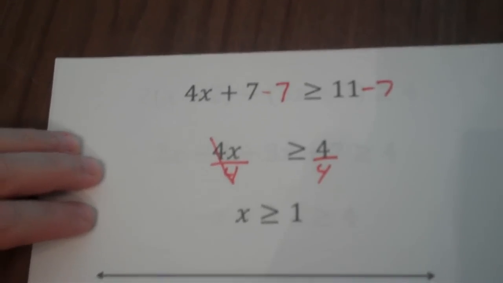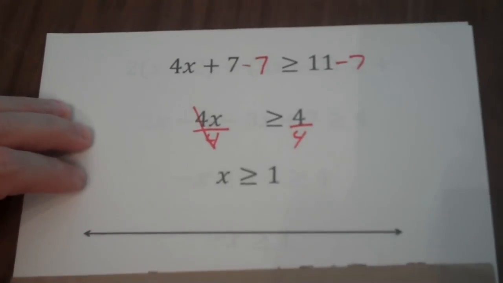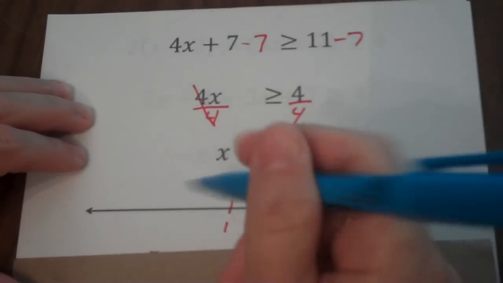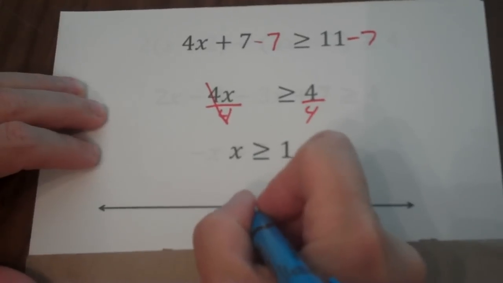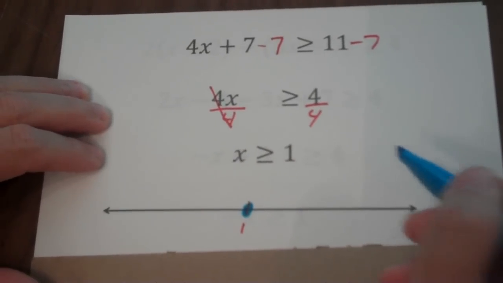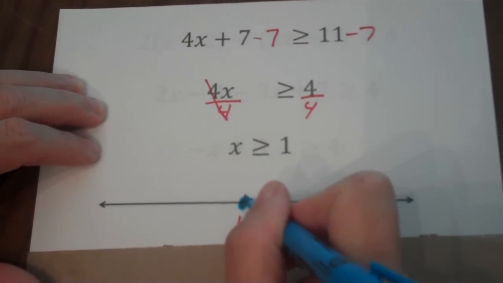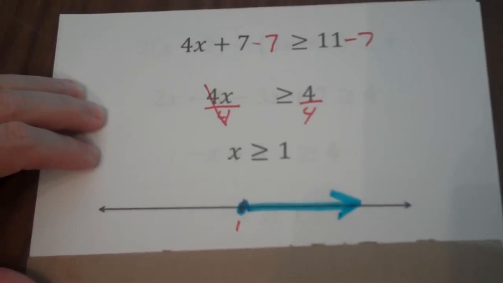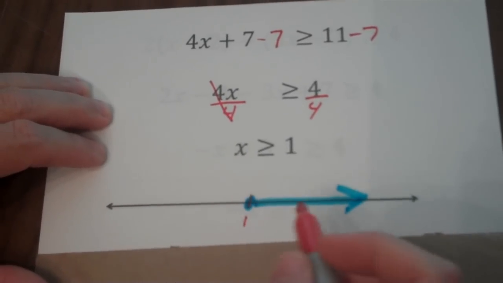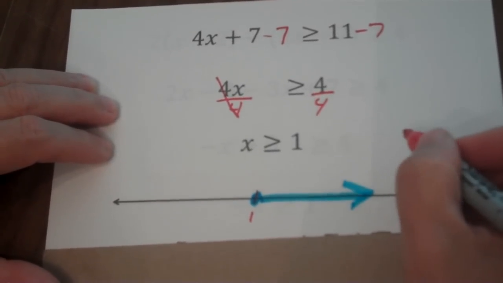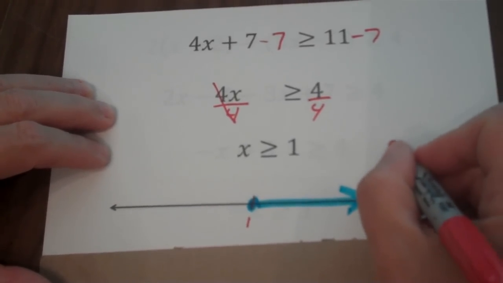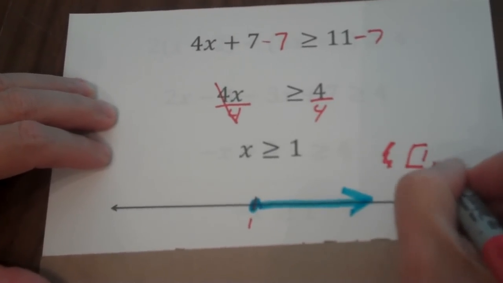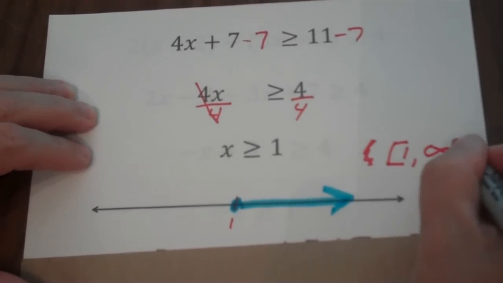Now let's go ahead and graph it. First of all, I'm going to put a point at 1. And in this case, I will put in a filled in point. I want the values that are greater than 1, so we will go in this direction. And there's my solution set graphically stated. Now, I could state it as well in interval notation by saying all the numbers, including 1, all the way to infinity.